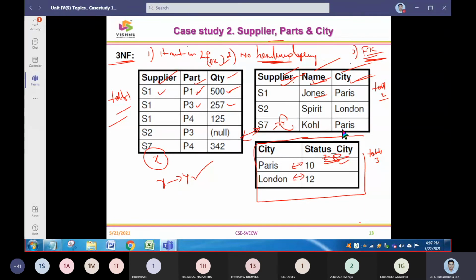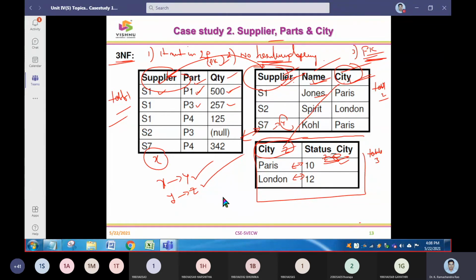Next one. Is there any relationship between table 2 and table 3 using a foreign key? Yeah, city to city I can make. That means there is a relationship between Y to Z. Yes, there is a relationship between Y to Z. So now you can see that table 1 supplier, table 2 supplier, you made a relationship. That is X to Y is done. Then city to city, Y to Z is done.